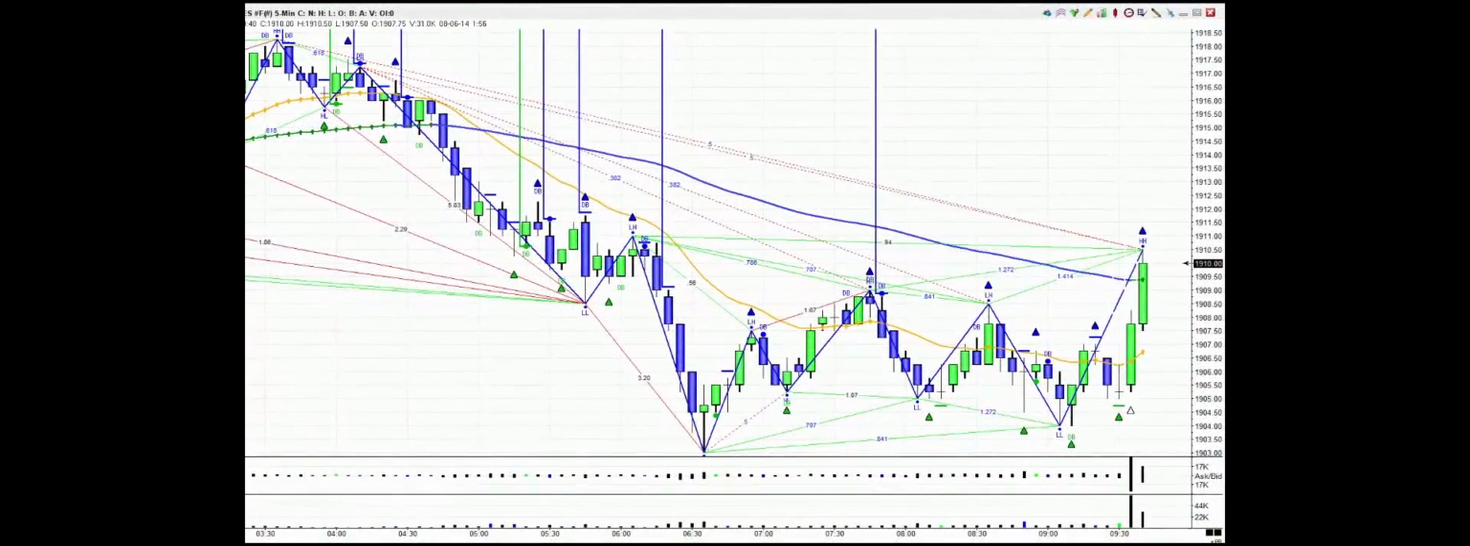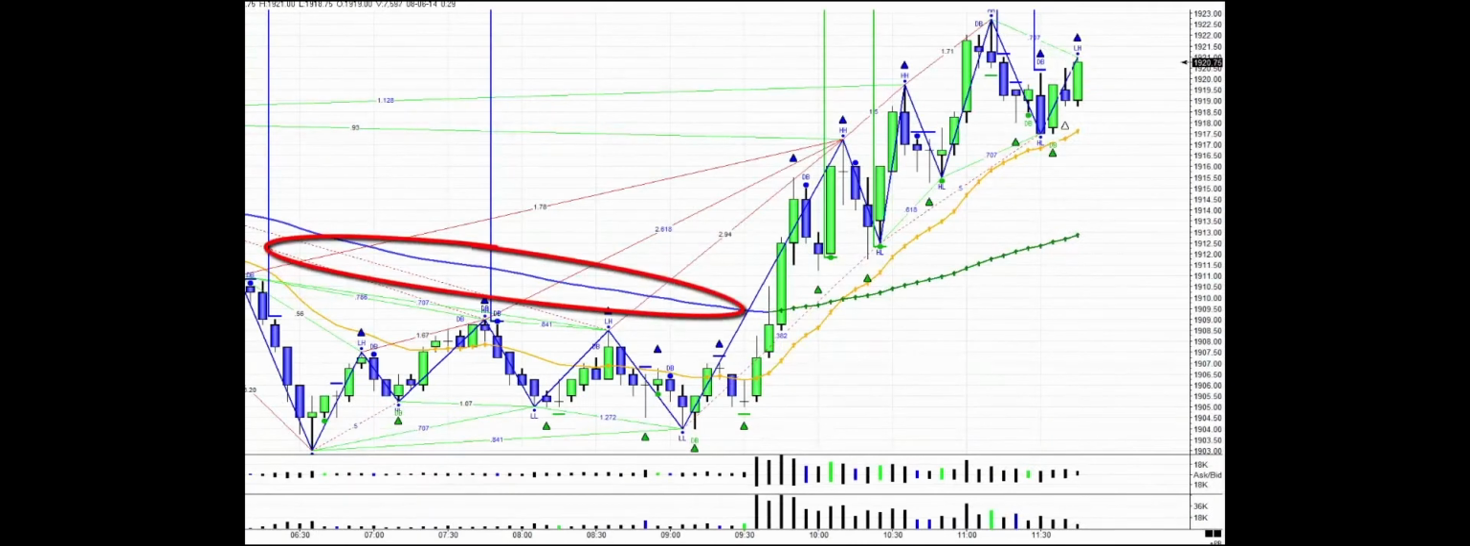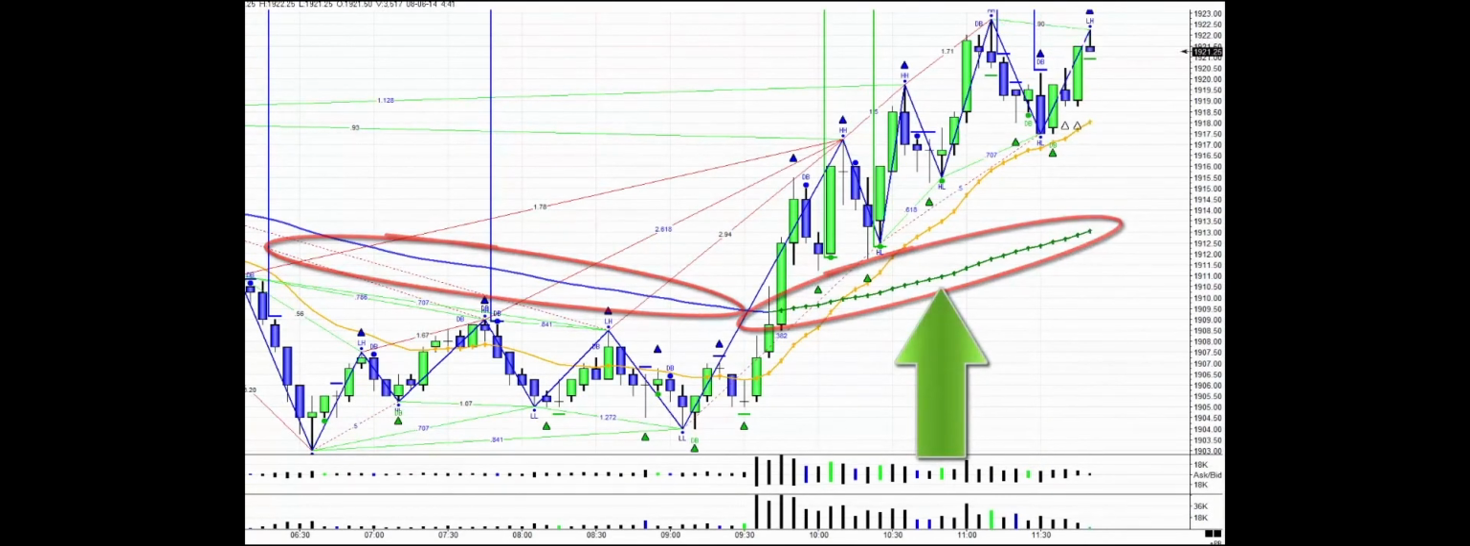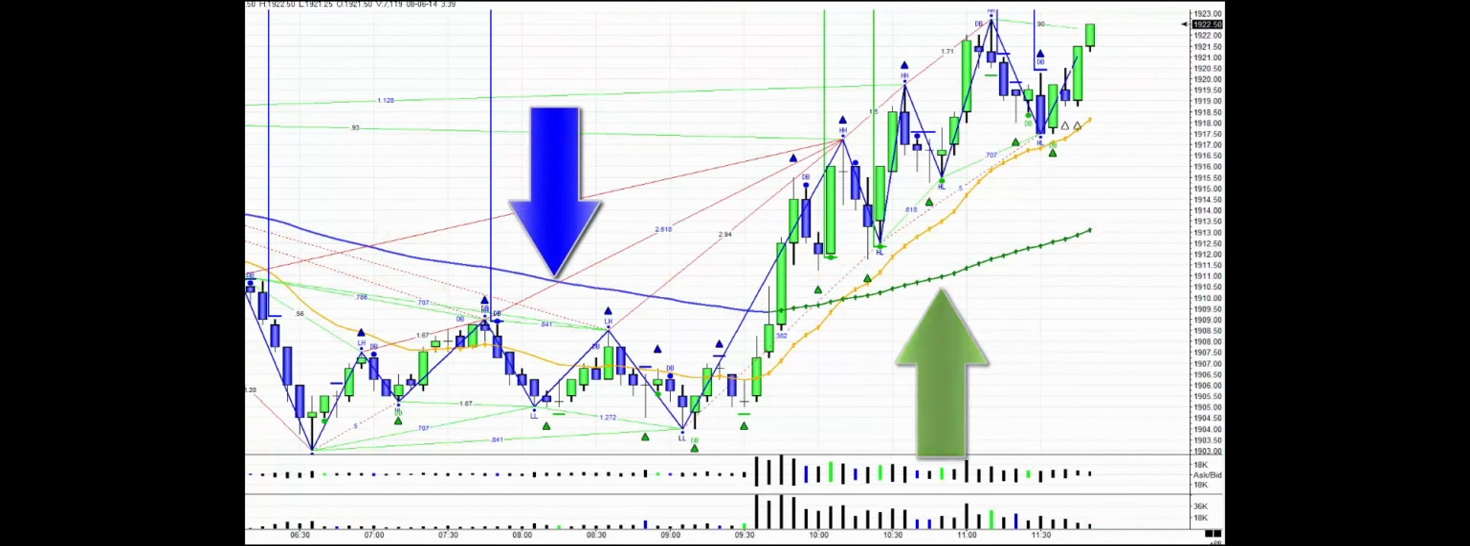Whenever we're determining the trend, as a beginner, you're going to look at the long-term EMA, or the long-term exponential moving average. That's the blue line or the green line. If it's green, then your trend is up. If it's blue, then the trend is down.